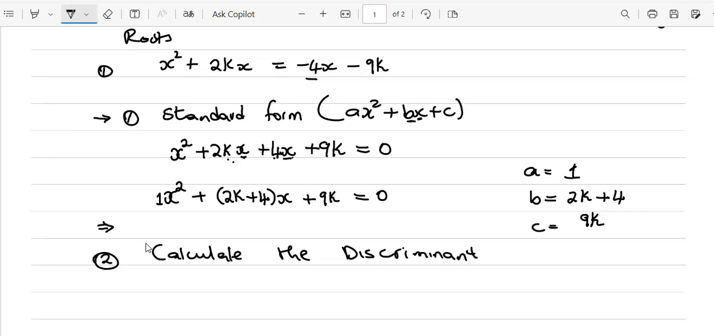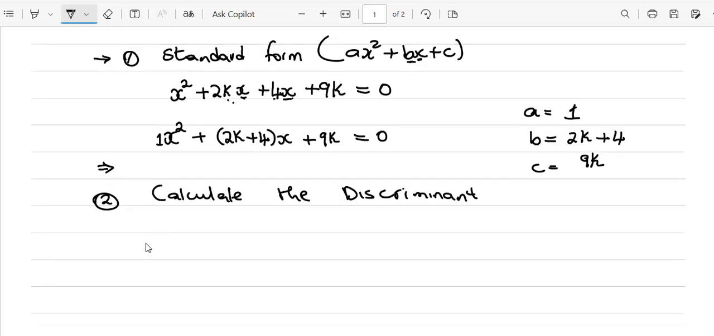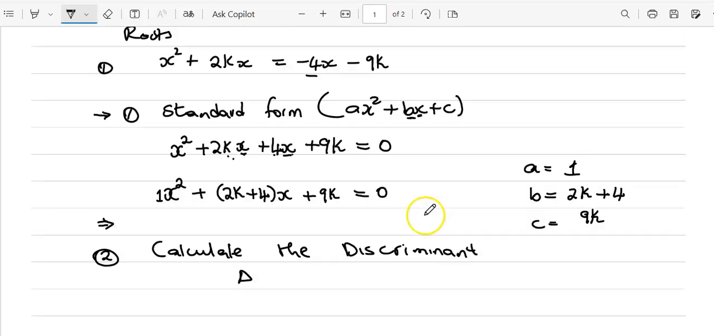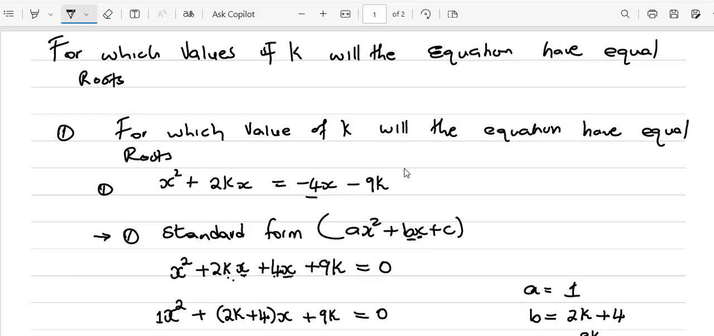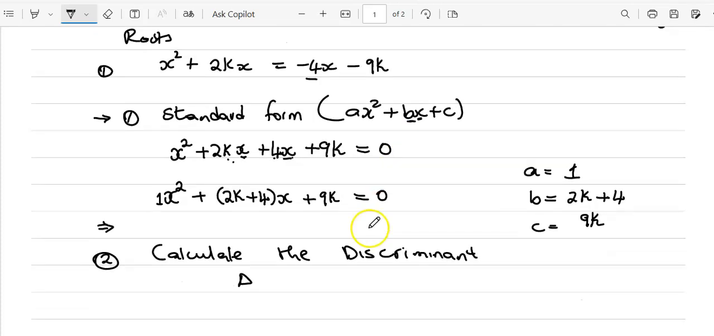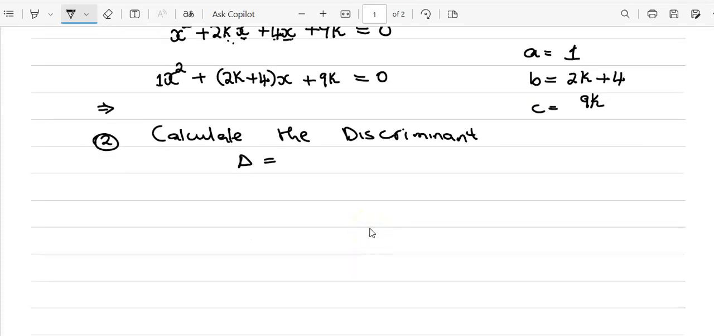We need to calculate the discriminant. Remember the formula for the discriminant. We want to find for which values of k this will have equal roots, and when it has equal roots, the discriminant is 0. So for now, let's just calculate the discriminant. Let's leave this part for now and say that the discriminant is equal to b squared minus 4ac.